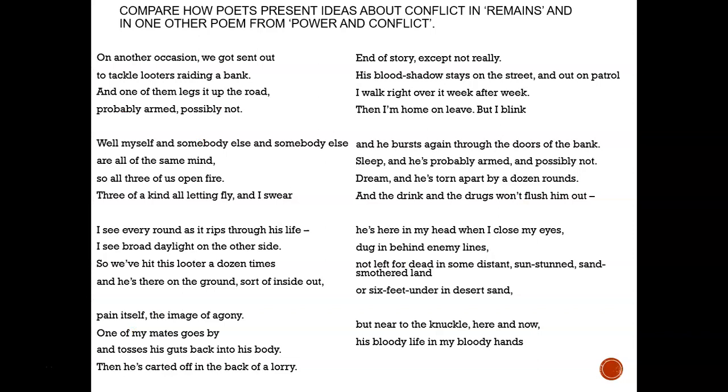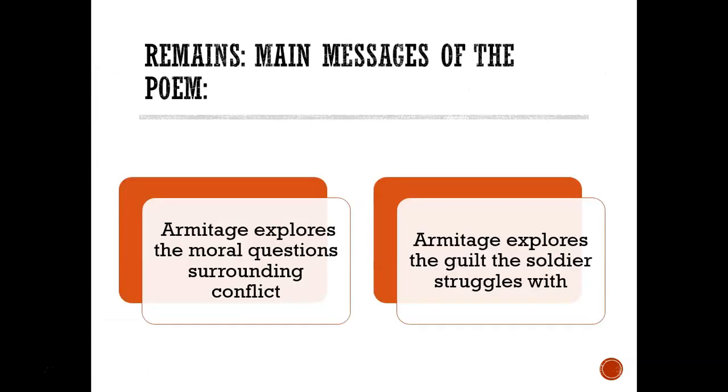Let's begin with the question. Compare how poets present ideas about conflict in Remains and in one other poem from Power and Conflict. Remember, you will always get the named poem in front of you in your exam, and then you need to think about one other appropriate poem to compare. Again, all poems can compare to each other, but there are clusters that make sense and make the job a bit easier. So a reminder then, the main messages of the poem Remains.